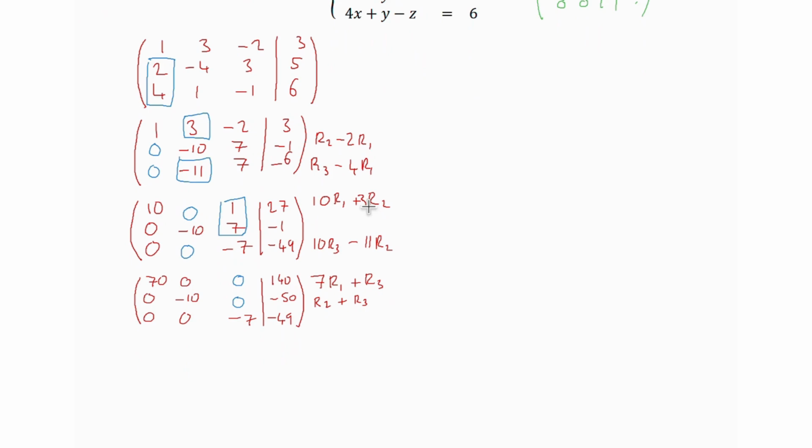Now I've got it into some multiple along each of these. The last thing is just to divide through each of those. So divide by 70 to get me 1. Divide by 70 gives me 2. Divide by negative 10 to give me the 1. Divide by negative 10 gives me 5. Divide by negative 7 to give me 1. Divide by negative 7 gives me 7. So we get the final solution that x is equal to 2, y is equal to 5, and z is equal to 7.